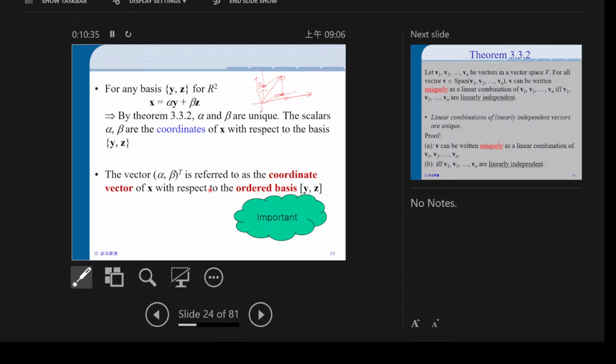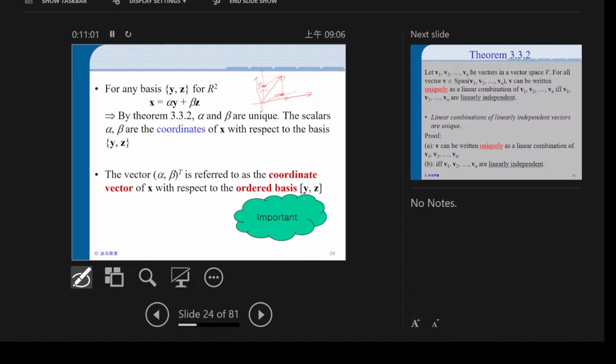Here we have a bit of a different notation. We have this notation for an ordered basis. We use the square bracket here instead of the usual curly bracket, because curly bracket means a set, and sets don't have ordering. So the set {y, z} equals the set {z, y}.